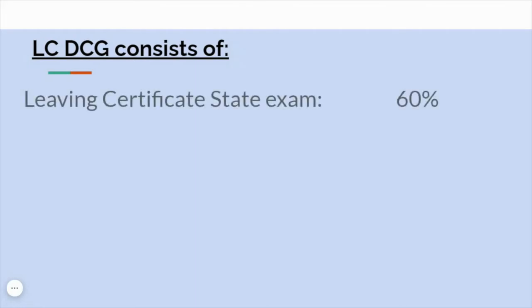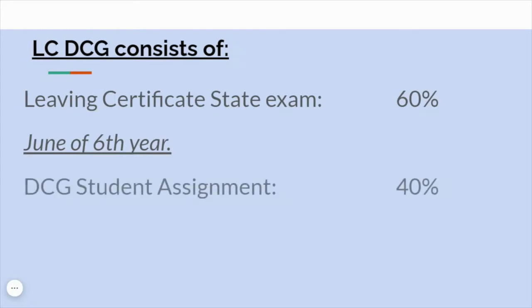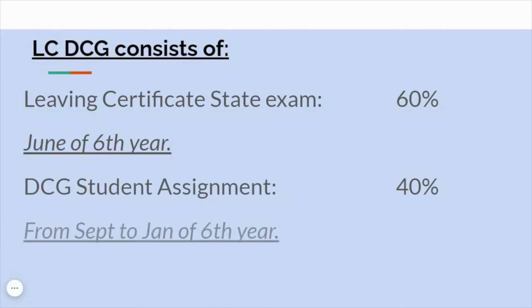So what does DCG consist of? Well, you have a state exam which is worth 60%, held at the same time all the rest of the exams are in June of 6th year. But a huge amount, 40%, goes to your student assignment, and that runs from September to January of 6th year. And this is one of the big advantages of studying this subject, that not all of the marks are going for the state exam in June.